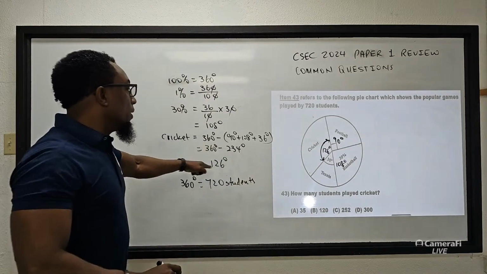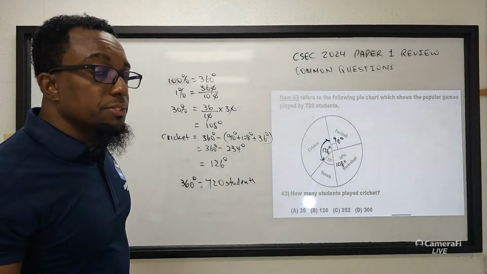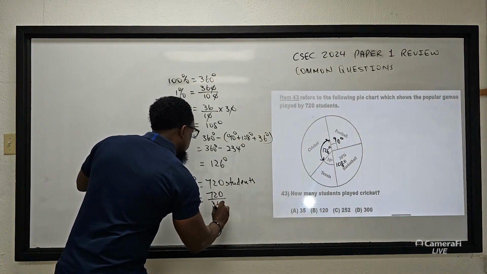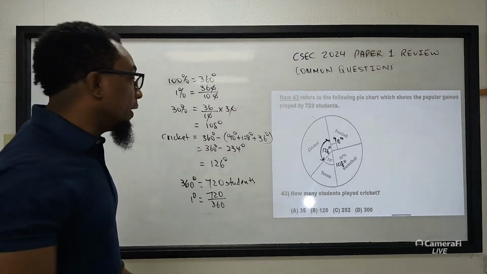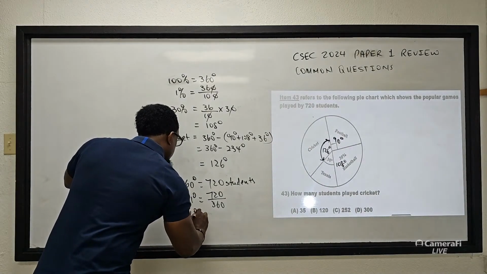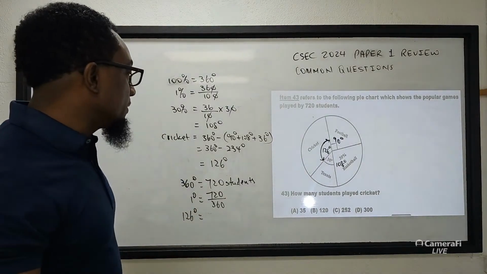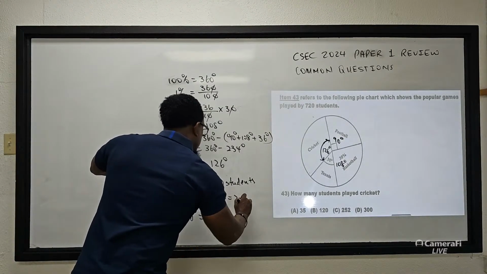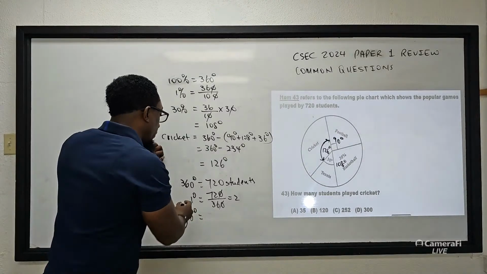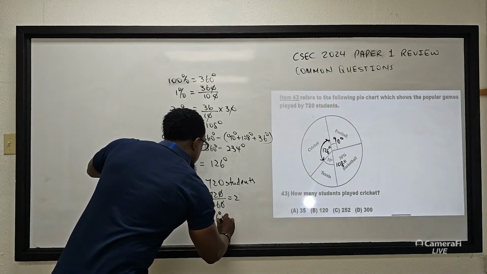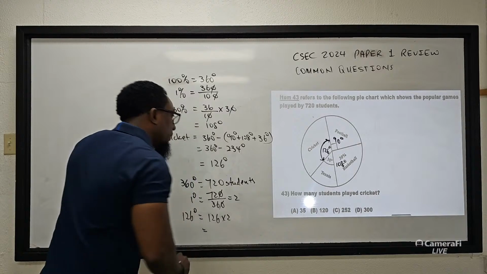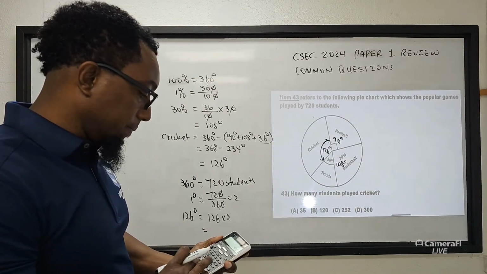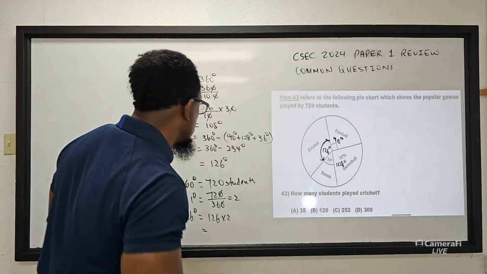So let's determine now how many students 126 degrees will equal. One degree will be 720 over 360, and therefore 126 degrees will be, when I divide 720 by 360, that is equal to 2. That's 2 students per degree, so 126 degrees in terms of students will be 126 multiplied by 2. Now what is 126 times 2? That will give me how many students? 252 students.